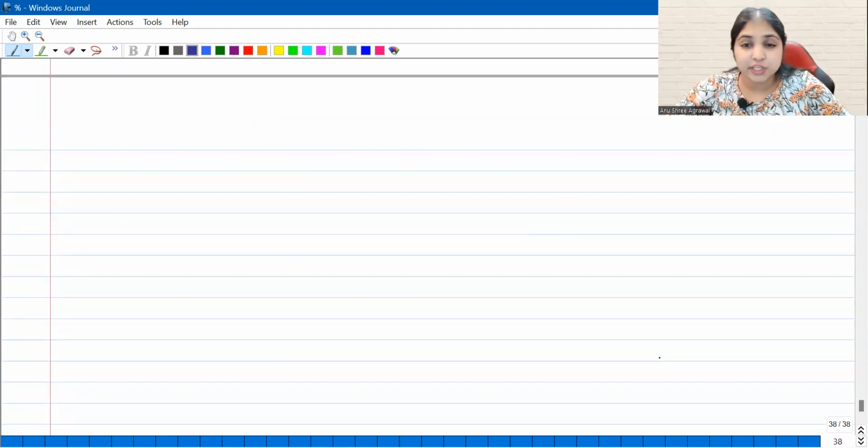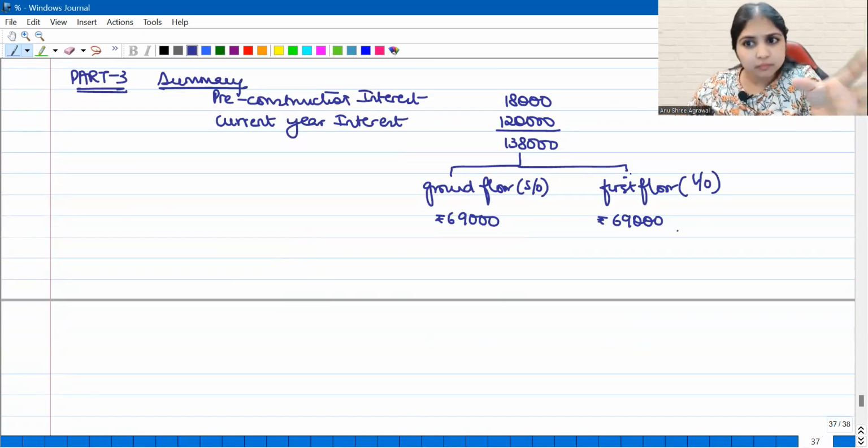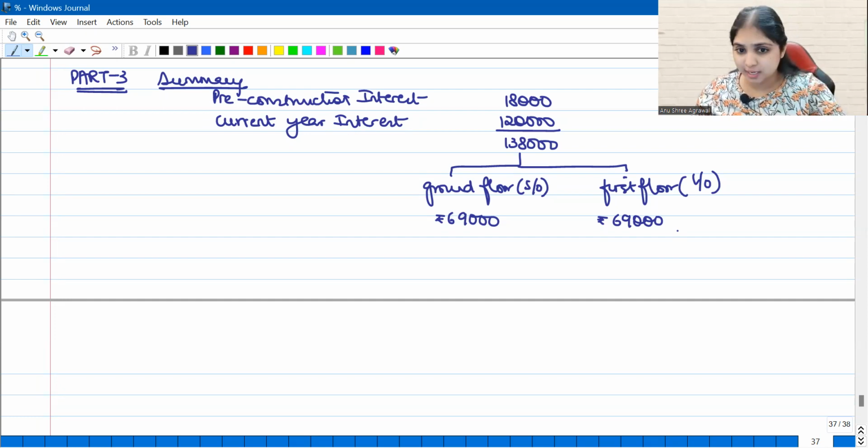Now tell me, first floor is anyways let out. Will I think about any limit and all? No, let out unit, no limit. But ground floor self-occupied, will I think of a limit? Yes, I'll try to apply 2 lakh limit. Was a loan borrowed on or after 1st April 1999? Yes. Was a loan borrowed for purchase or construction of the property? Yes. Was the construction completed within 5 years from the end of the year of borrowing? Yes. So all my conditions are fulfilled. Therefore, what will be the applicable limit? 2 lakh. It is well within the 2 lakh limit.